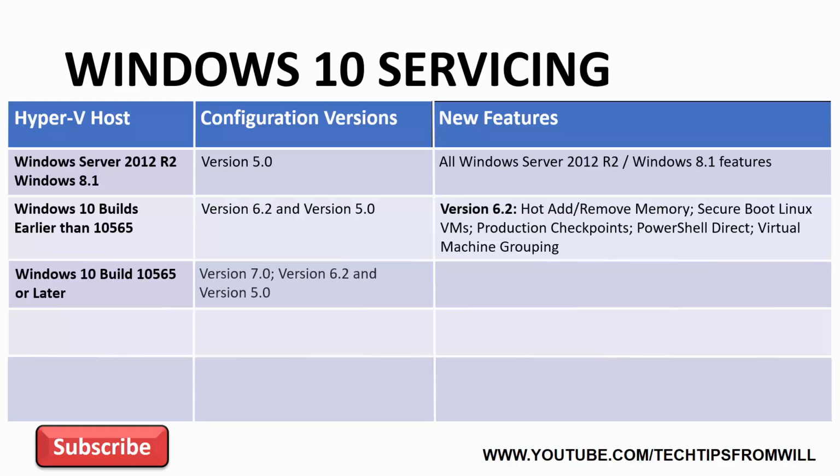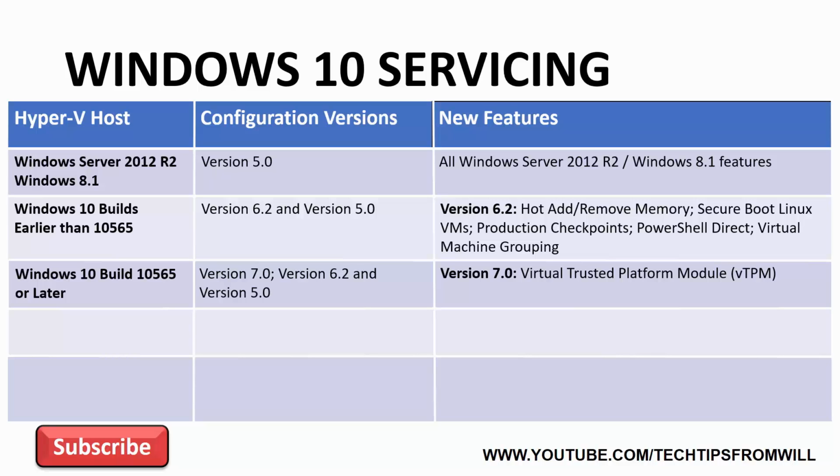And, to accommodate this, another virtual machine configuration version was introduced, this time version 7.0. With Windows 10 build 10565 or later, the administrator can create virtual machines with a configuration version of 7.0, 6.2 or 5.0. Both versions 6.2 and 5.0 are backward compatible with versions of Hyper-V that support them. Version 7.0 virtual machines include all the features of version 6.2 and 5.0 virtual machines.